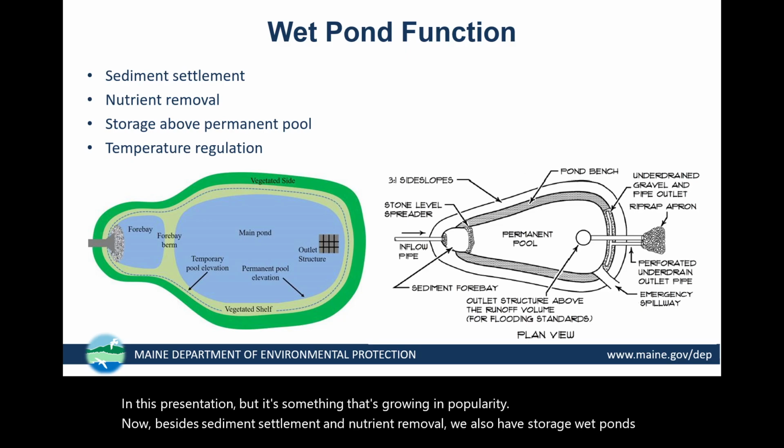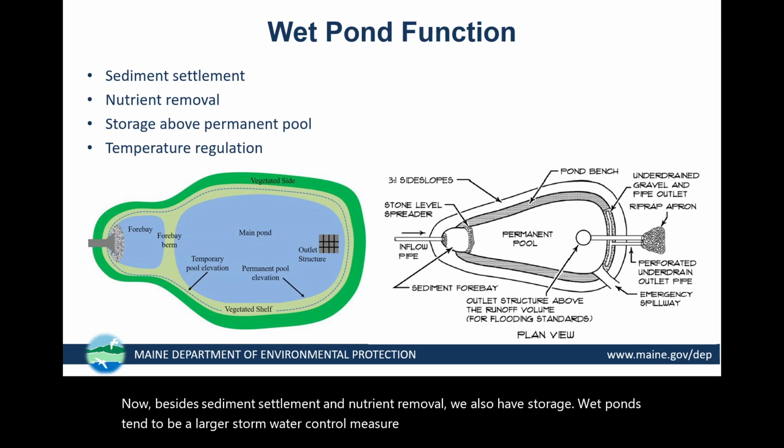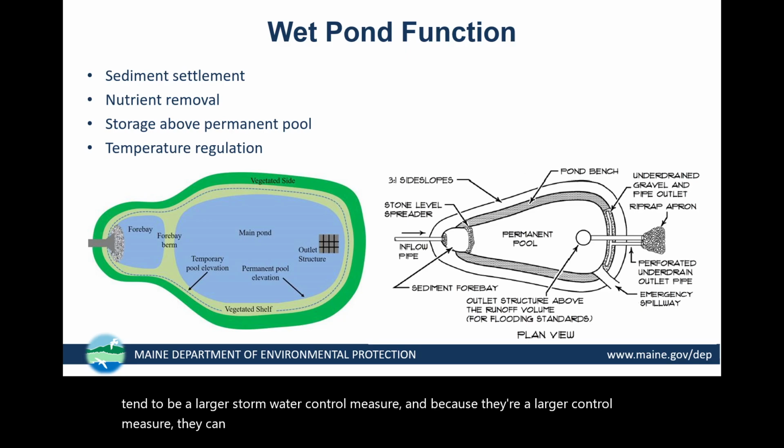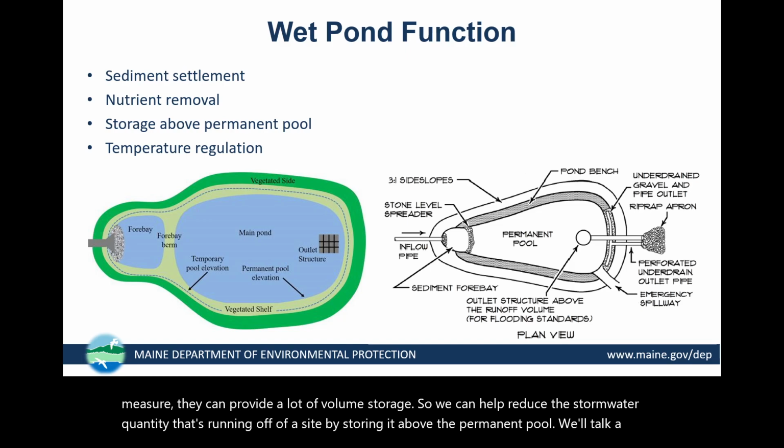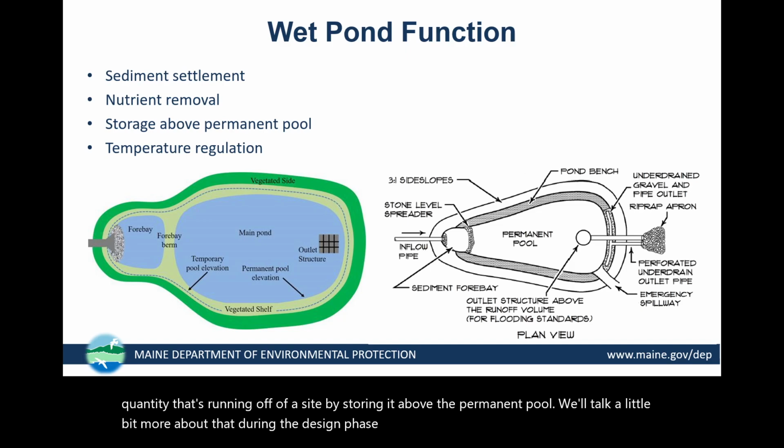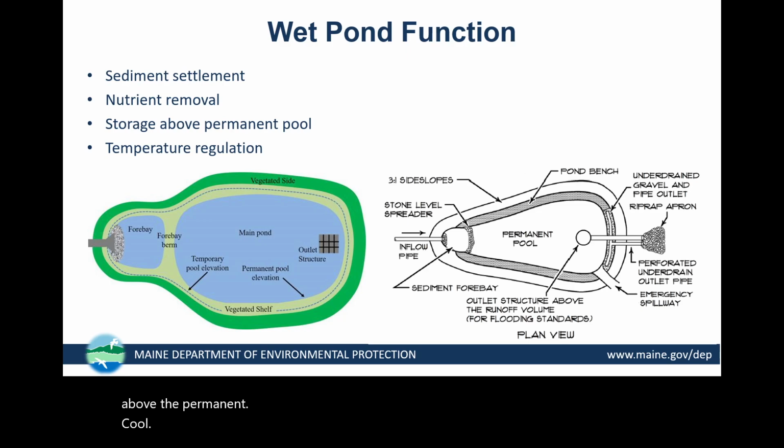Wet ponds tend to be a larger stormwater control measure, and because they're a larger control measure, they can provide a lot of volume storage, so we can help reduce the stormwater quantity that's running off of a site by storing it above the permanent pool. We'll talk a little bit more about that during the design phase of the wet pond, but that additional storage above the permanent pool allows water to basically pond in this control measure and then be slowly released over time through the outlet structures, effectively providing some flooding prevention and meeting flooding standards.